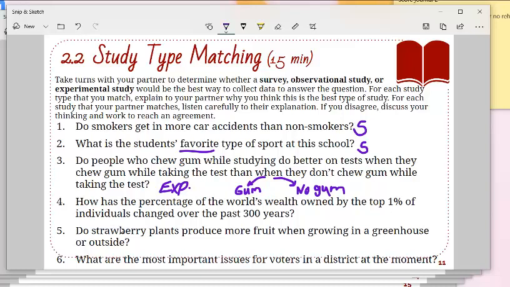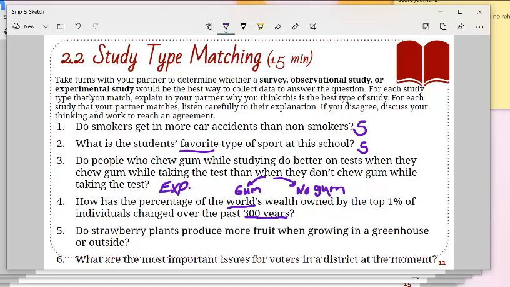Number 4, how has the percentage of the world's wealth owned by the top 1% of individuals changed over the past 300 years? There's a lot of stuff going on in this question. So first of all, we're talking about the whole world. And second of all, we're talking about 300 years. So because we're talking about the whole world and 300 years, a survey does not make sense. I can't go back in time 300 years ago and ask people how much wealth they have, or if they're in the top 1%, or how much money they own. I can't do that in a survey.